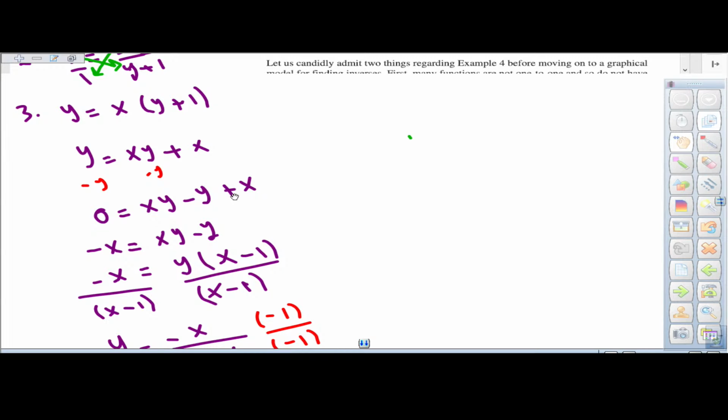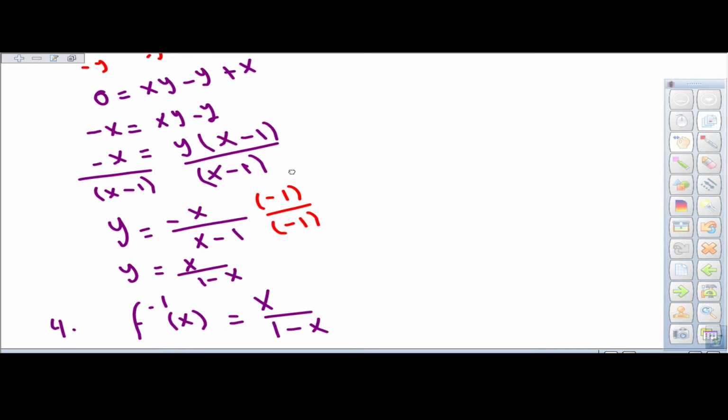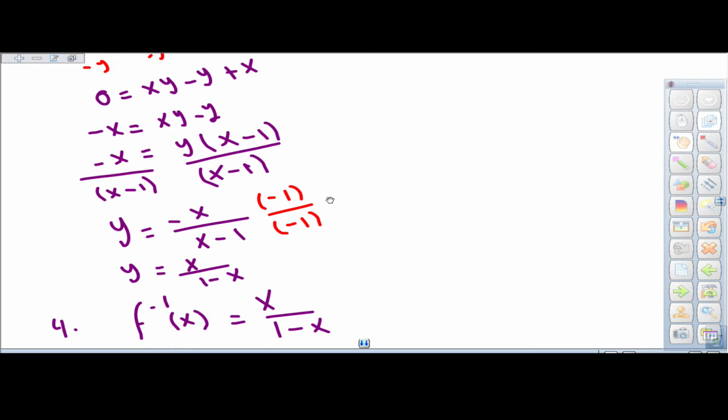Take the x to the negative side, it becomes a negative x. And then remember that you need to take a common factor. You need to take out the y. And then you divide by this common factor, x minus 1. They did something cosmetic here, which is negative 1, top and bottom. Basically, it did not change the value of it. It just makes it look a little bit better. So this became x divided by 1 minus x, which is the inverse of that function.